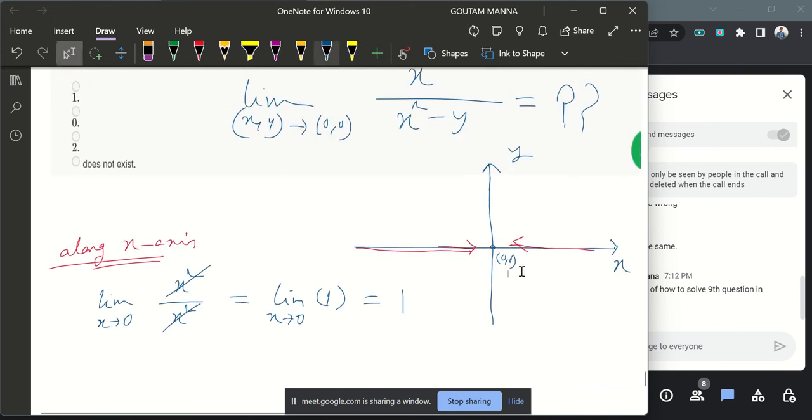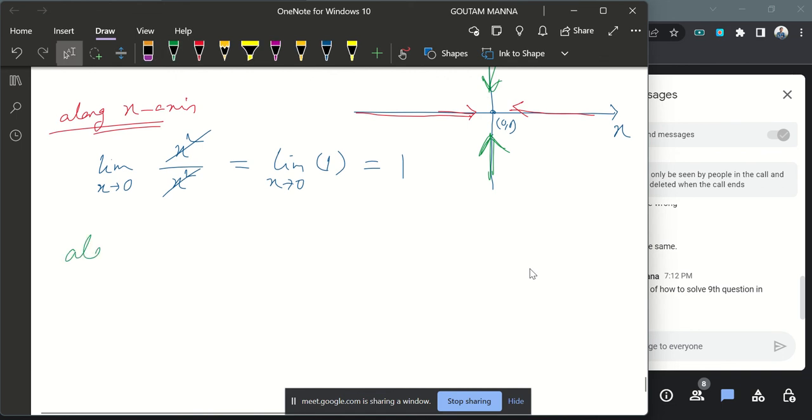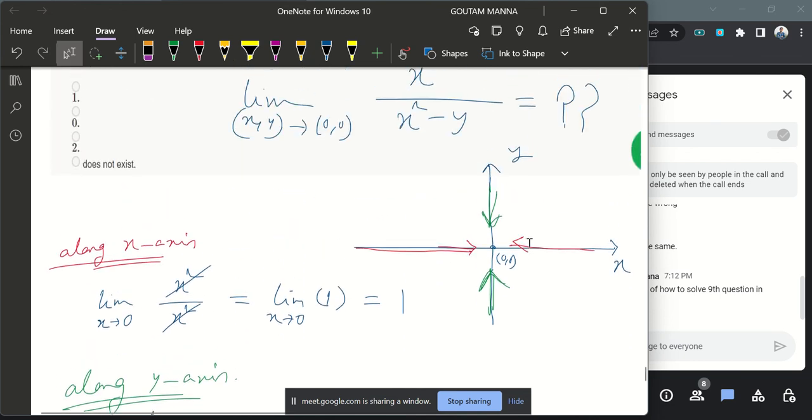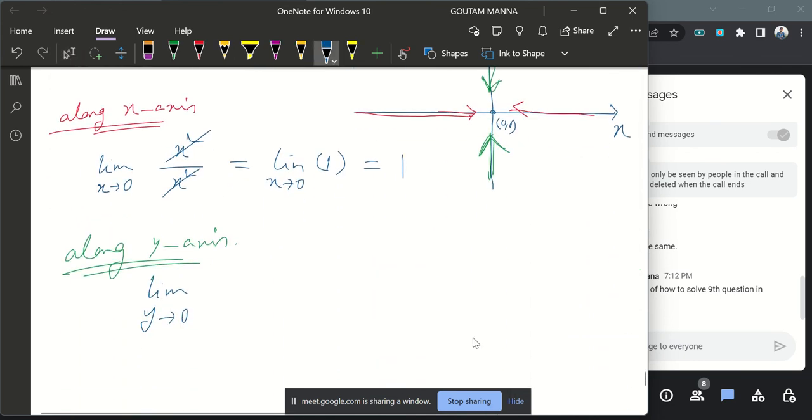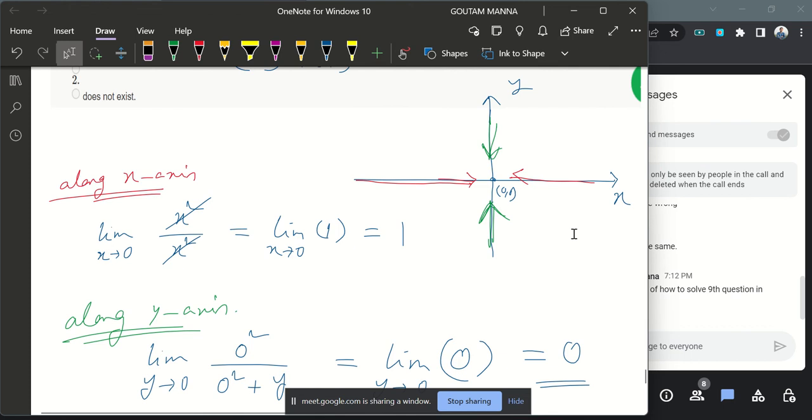And now let's come along the y-axis. Along the y-axis, the limit as y tends to 0, and x is already 0. So in that case this expression will be 0 squared by 0 squared plus y, with y tending to 0. That means the denominator is not 0 and the numerator is 0, so its value will be 0, and its limit is 0. That means the limits don't match.